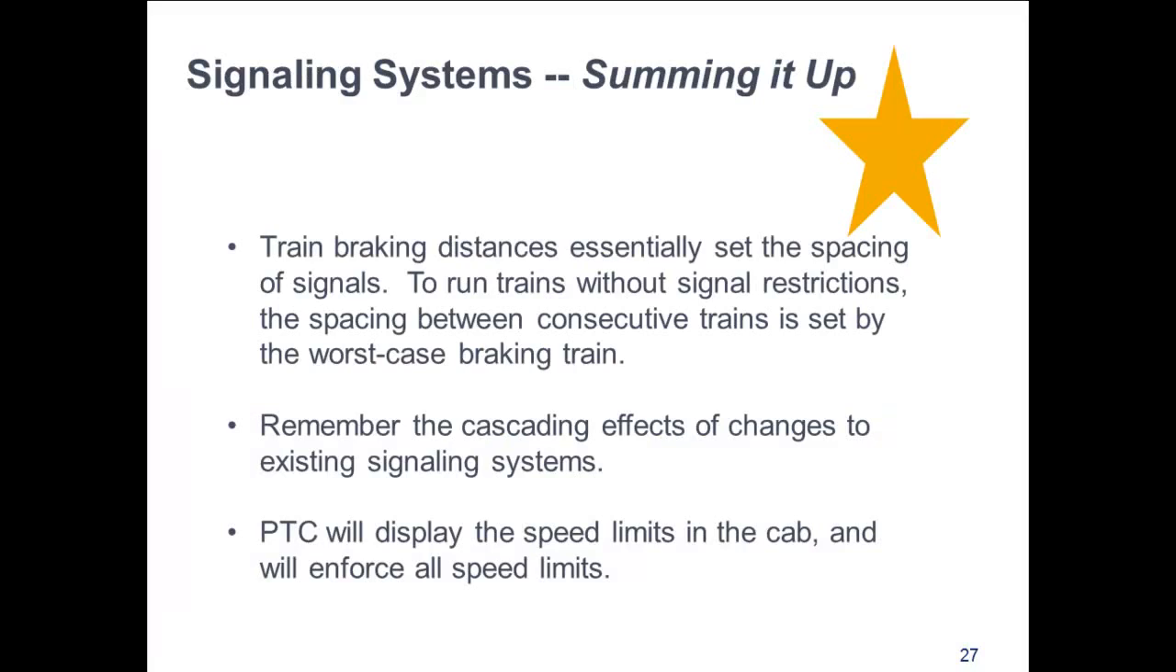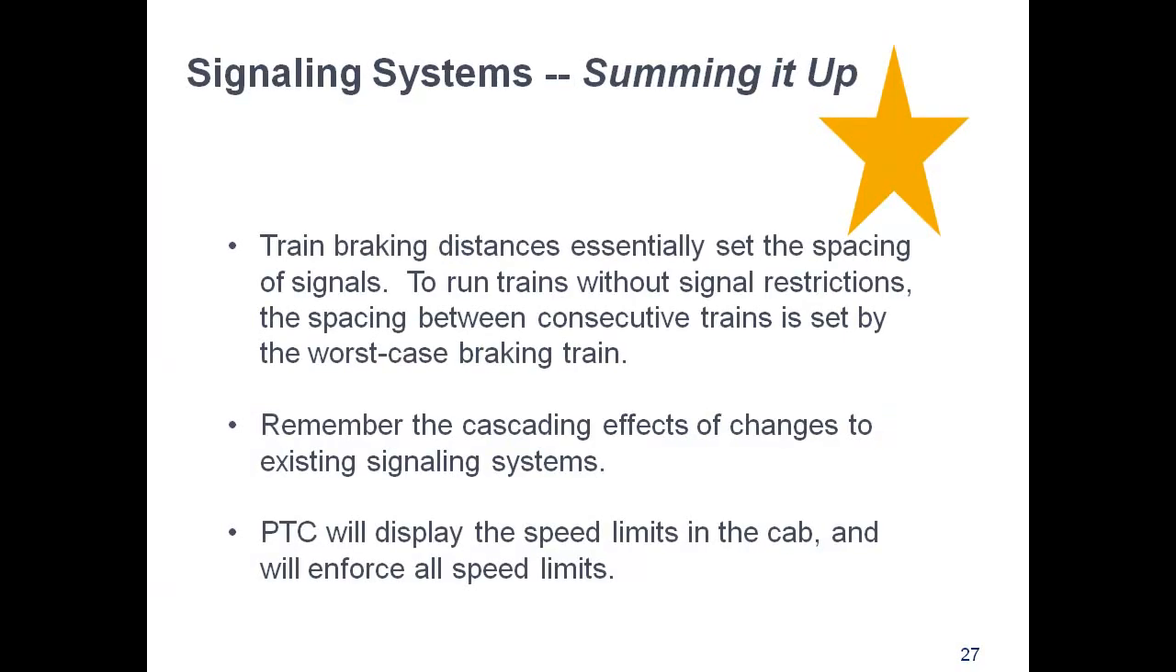Okay, well, this wraps up the signaling system webinar. So, again, Dick, what would you say are the main messages that people should remember? Well, certainly train braking distances essentially set the spacing of signals. To run trains without signal restrictions, the spacing between consecutive trains is set by the worst-case braking train. Remember the cascading effect of signal changes to the existing signal systems. Positive train control will display the speed limits in the cab and will enforce all speed limits, both signal-induced and civil restrictions.